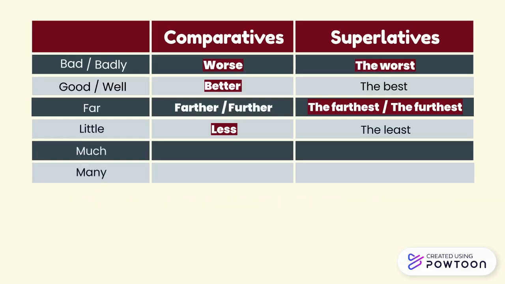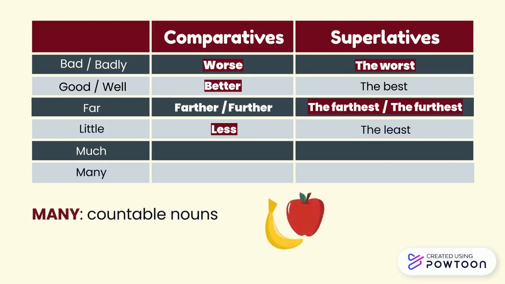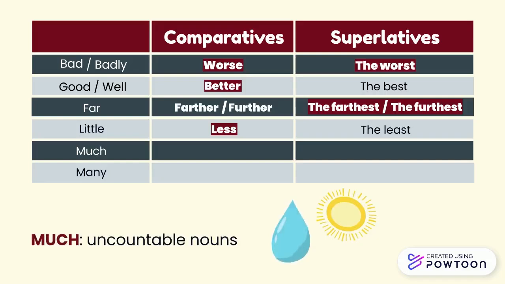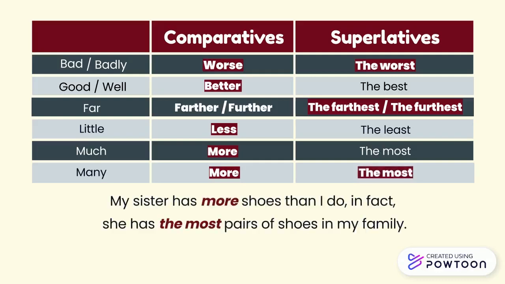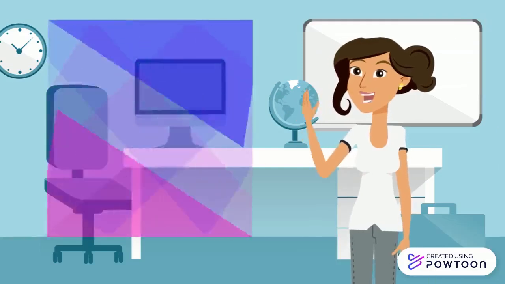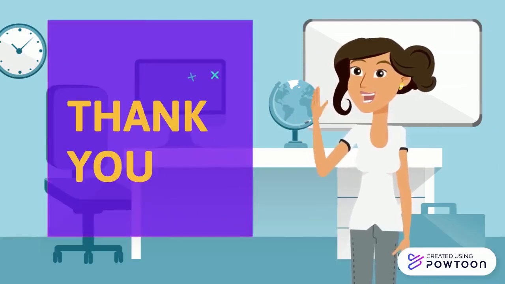Much and many are both quantifiers. We use many for countable nouns and much for uncountable nouns. The two of them become more in comparative form and the most in superlative form. For example, my sister has more shoes than I do. In fact, she has the most pairs of shoes in my family. And that's it for today's grammar journey. Remember to practice these forms more often if you wish to be better and more confident in using English.